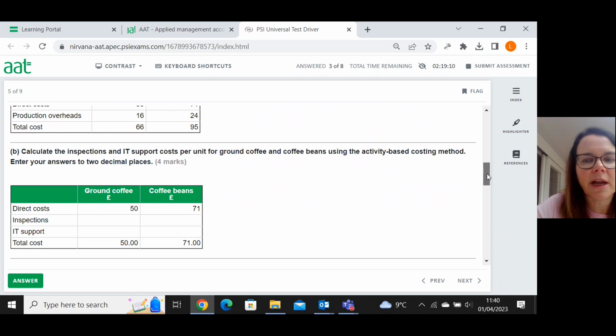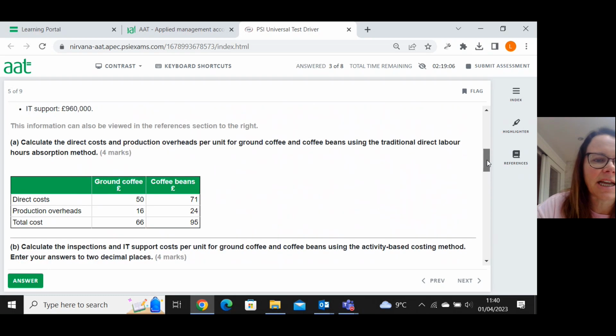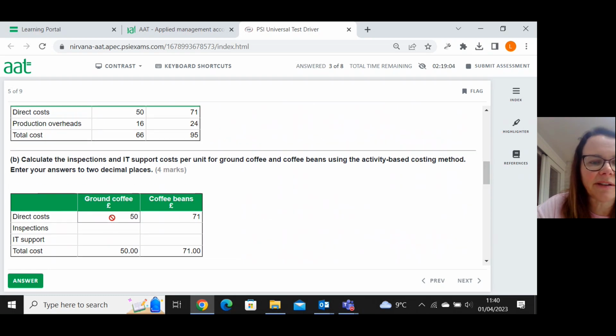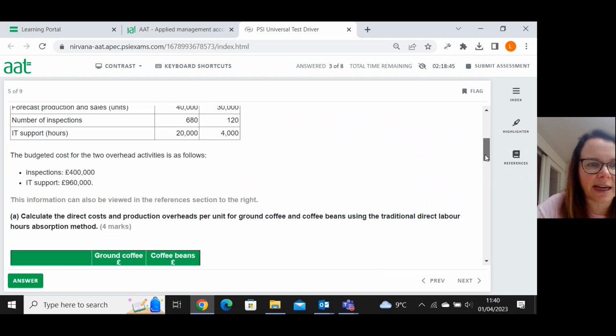Then we're going to go on and use activity-based costing instead. So our direct cost, oh, this is interesting. Look, it's filled that in. Oh, look, that's clever. When I filled in that 50 there, it's automatically filled it in here for me. That bit's the same as before. My inspections, right, so let's go to activity-based costing now.